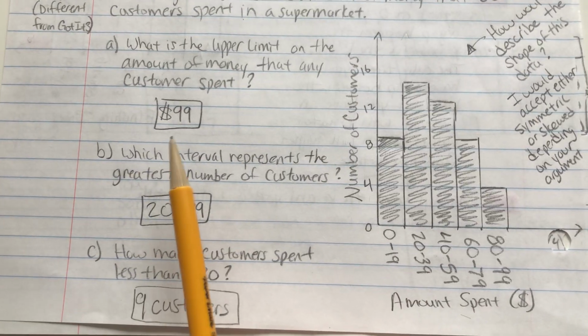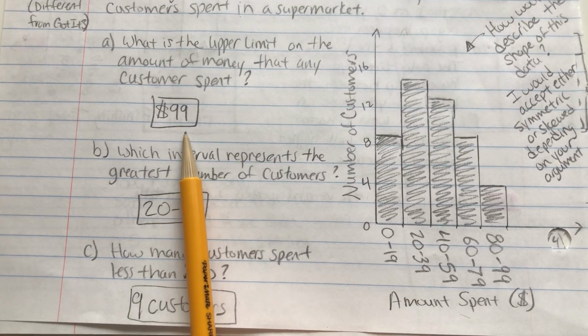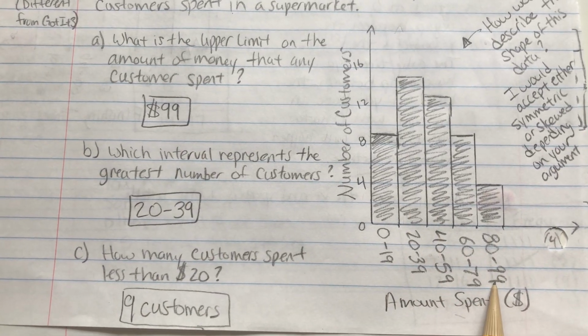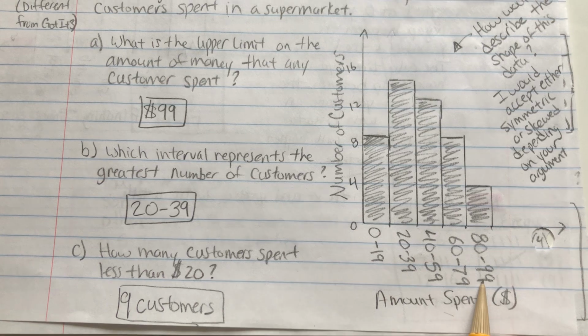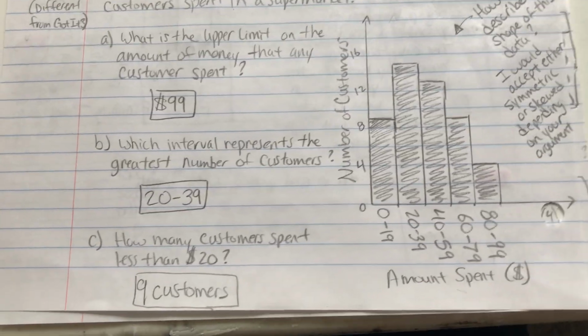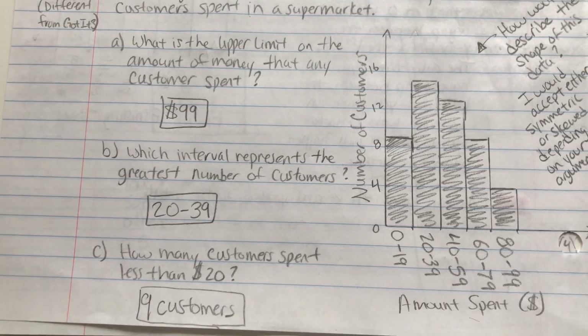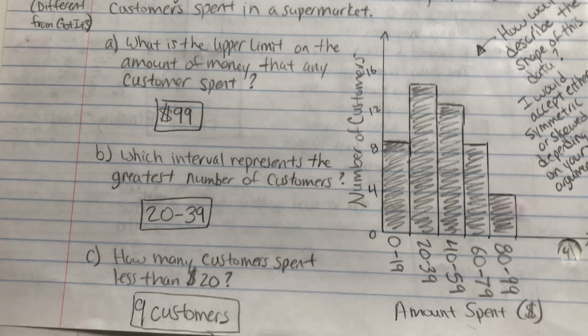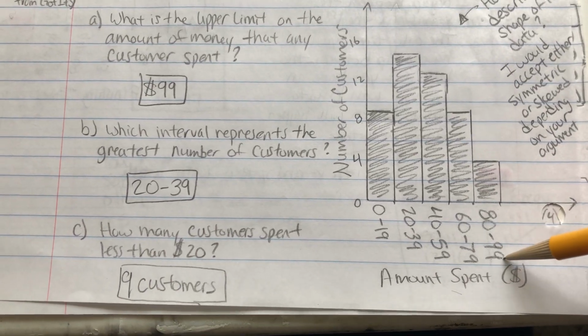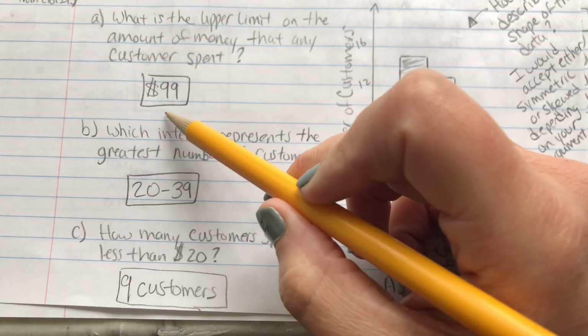So for part A, what is the upper limit on the amount of money that any customer spent? Well, the highest value they show us in the graph goes up to 99. That is not 100% certain, but that's the most that they could have spent based off of our graph. It may have been $98, but based off of the rule that our intervals have to be equal, it ends up ending at 99. So that would be our upper limit. And don't forget to label.